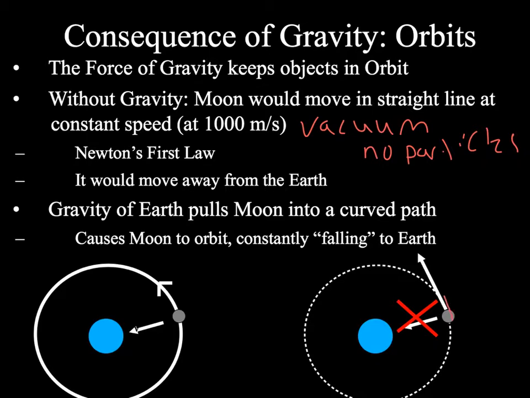So these objects would continue moving in a straight line, but there's a constant force down. So instead of moving in that straight line, it moves in a pattern around Earth, and this is what we call an orbital. Everything moving around Earth, even the moon, is constantly being pulled back to Earth, but it just keeps missing. It's in a constant state of free fall.